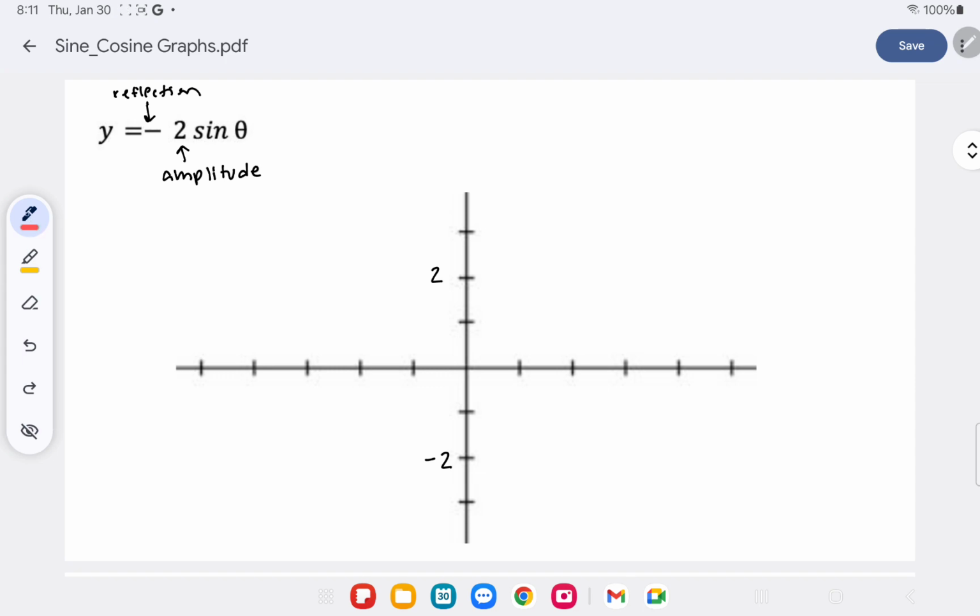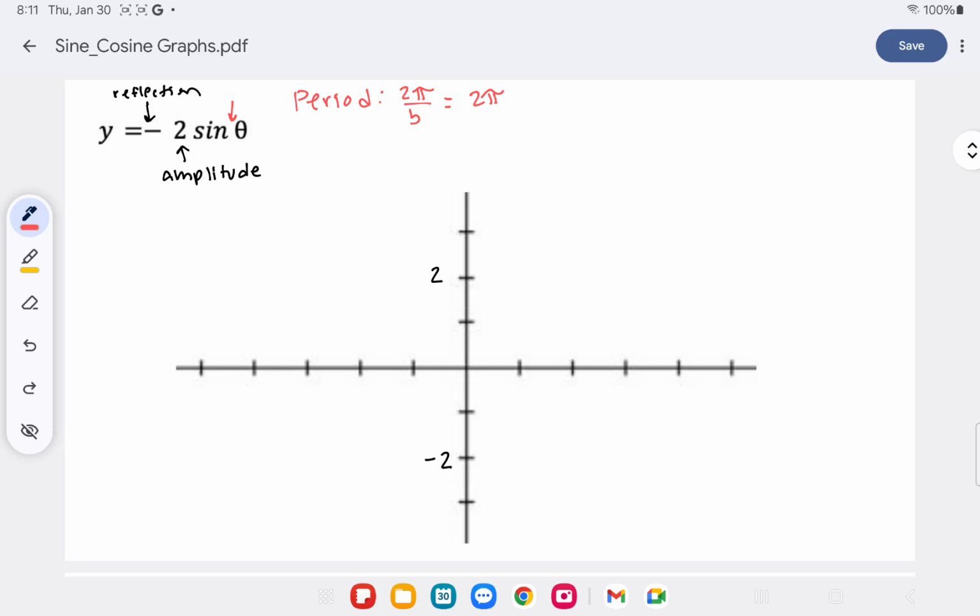Period is found by taking 2 pi divided by b. B is represented by the number in front of our variable. In this case, I'm using theta as a variable instead of x, but they operate the same way. Because this function just has a 1 for b, there's no number in front of the variable, that means our period is just 2 pi divided by 1, or 2 pi. So that part is going to be similar to the parent function.